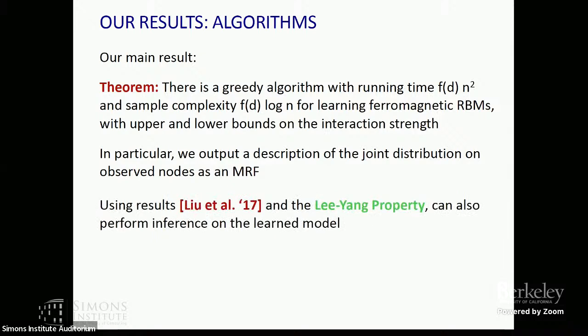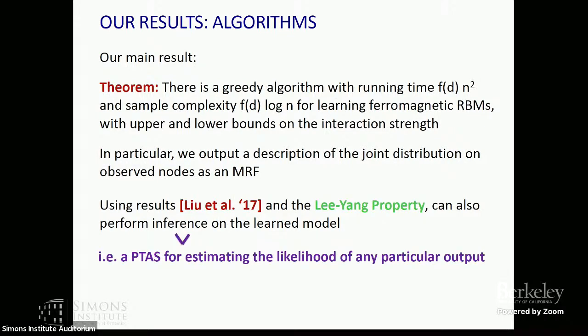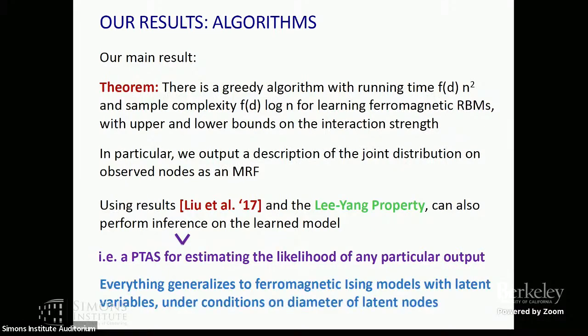In fact, what's neat is under this notion of learning, you can actually use the model that you've learned on the observed nodes for downstream tasks like performing inference. For example, you can use these models to give a PTAS for estimating the likelihood of particular outputs of your model. So I won't say any more about that, but really what I want to get into is some of the ideas about how exactly these ferromagnetic RBMs are so much easier than the general case of RBMs. And I'll also add that everything that I'm going to say is actually going to generalize to ferromagnetic Ising models, provided that you have bounds on how far apart your latent nodes are from each other.